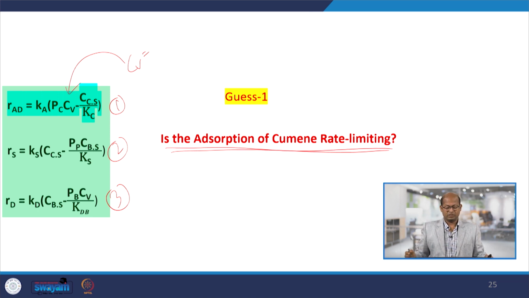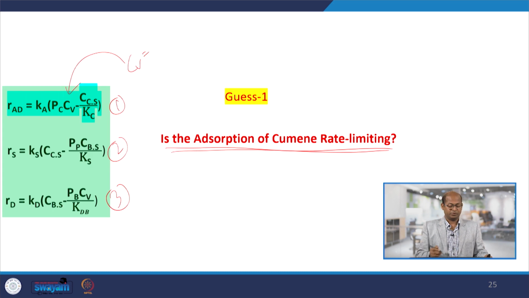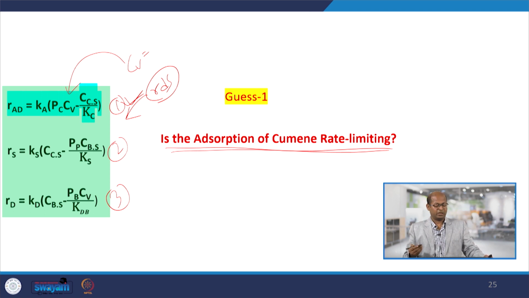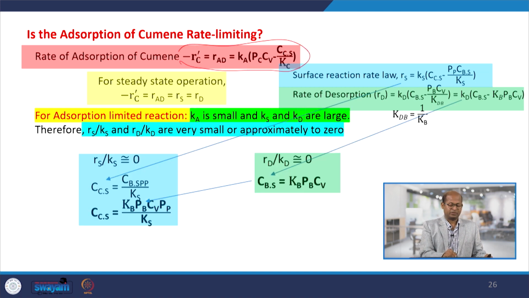Now, let us consider whether cumene adsorption is the rate limiting step. If the adsorption of cumene is the rate limiting step, the slow step, then the other rate constants would be very large, and the overall rate would be very slow. So first we have to guess, considering these equations, the surface reaction is this and the desorption reaction is this.